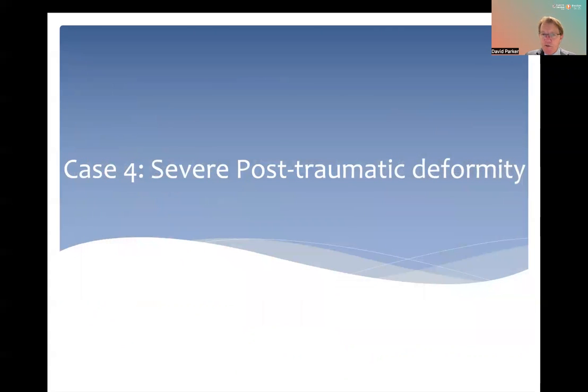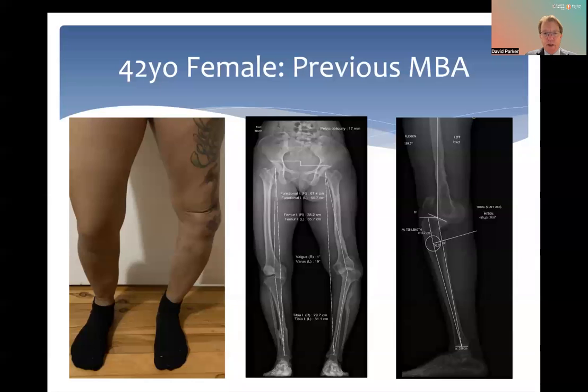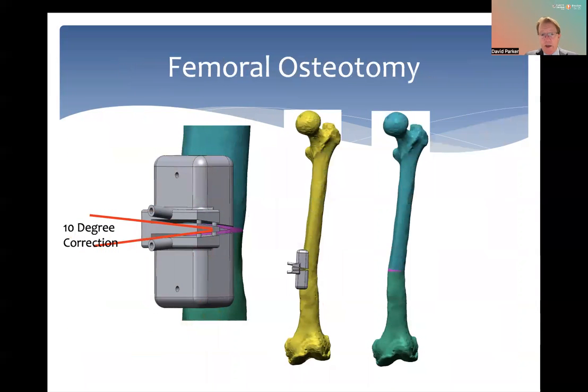This is another case with severe post-traumatic deformity. You can see this patient had a motorcycle accident in her teenage years, has ended up with a very deformed leg with a very incongruent joint, some valgus on the femur and varus at the knee joint. So we didn't want to do a total knee replacement on this person, particularly as they're very young and it would be a very, very difficult knee replacement. So we elected to correct their deformity.